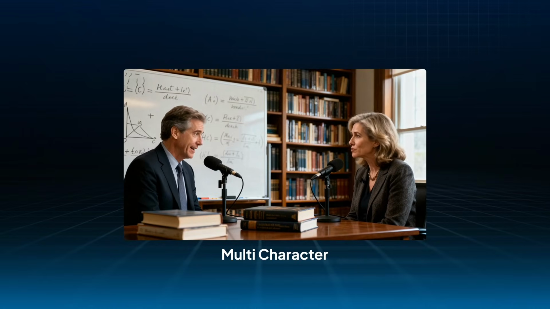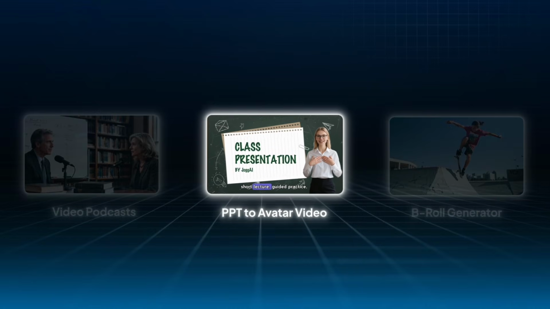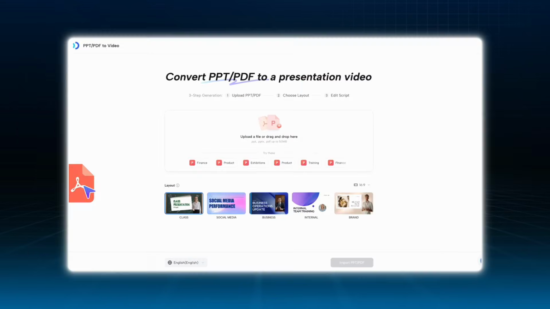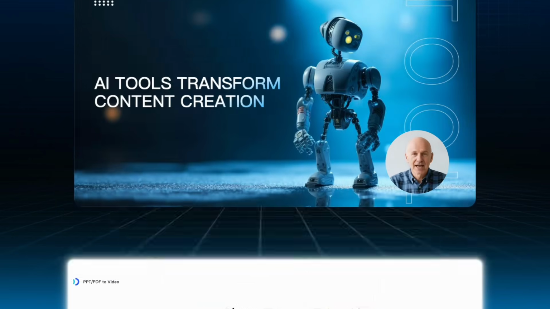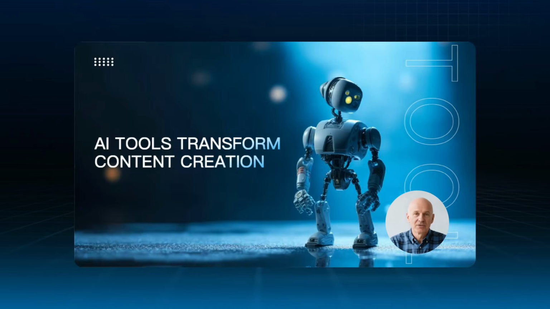And don't stop there. Turn your research notes or slides into narrative content with PPT to avatar video. Just upload a PPT or PDF, and JoggAI automatically transforms it into a clean video walkthrough. Perfect for breakdowns, timelines, explainers, the kind of content viewers save.